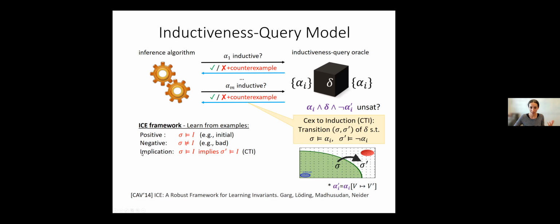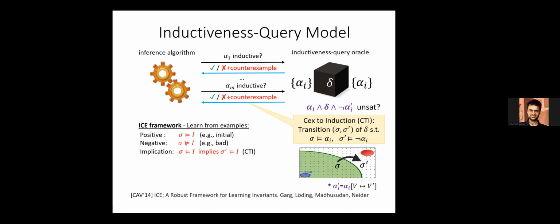And the new kind of examples are implication examples. These are pairs of states, sigma and sigma prime, such that if sigma satisfies the invariant, then sigma prime also has to satisfy the invariant. So this is an implication, and such implication examples can exactly be generated from CTIs. The CTI is a transition of delta, and of course, if the pre-state of a transition satisfies the invariant, in order to have inductiveness, sigma prime also has to satisfy it. So basically, algorithms in the ICE framework we can think of as algorithms in the inductiveness query model.